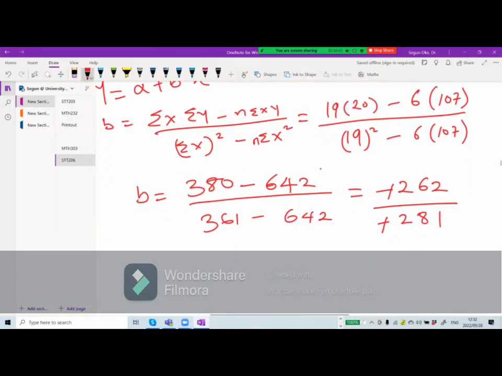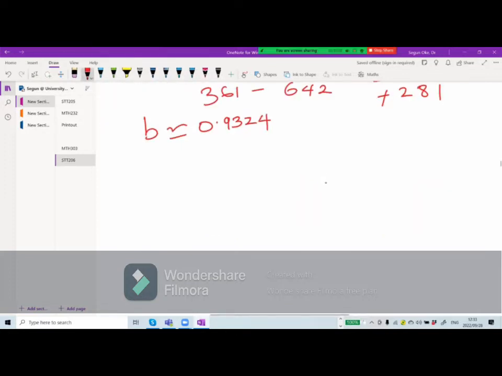So what is B now? Divide it. B is equal to 0.932. Approximately 4. Put it like this, 4. It is better. So let's calculate our A.